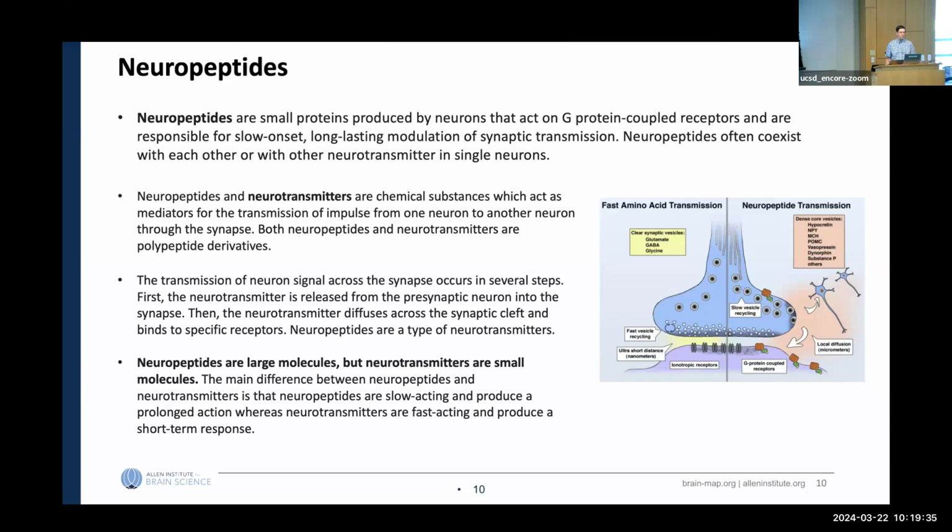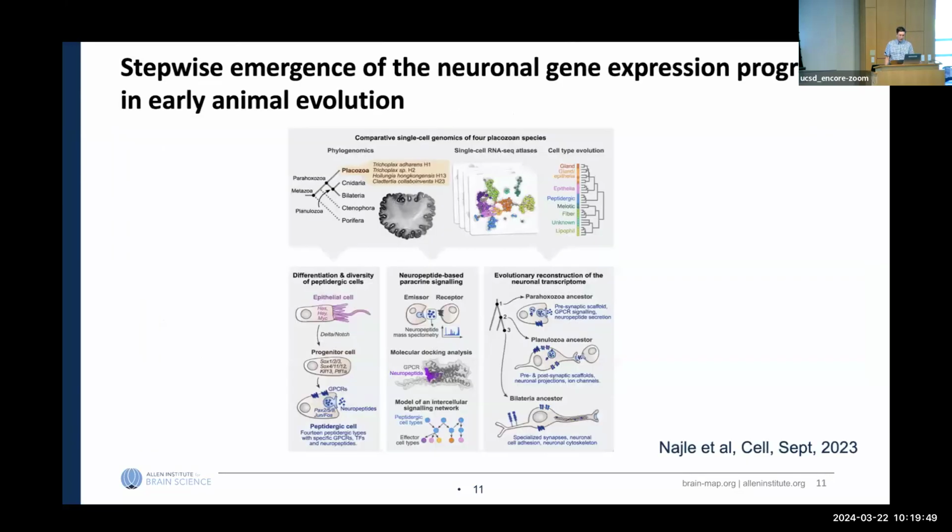A lot of interest has been in neuropeptides more and more recently. They're evolutionarily ancient, likely existing in nervous systems prior to even neuronal communication. They go back to the Mesozoan. And so they're very important in very primitive animals.